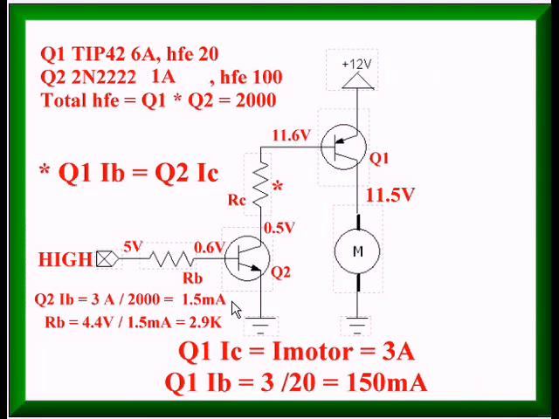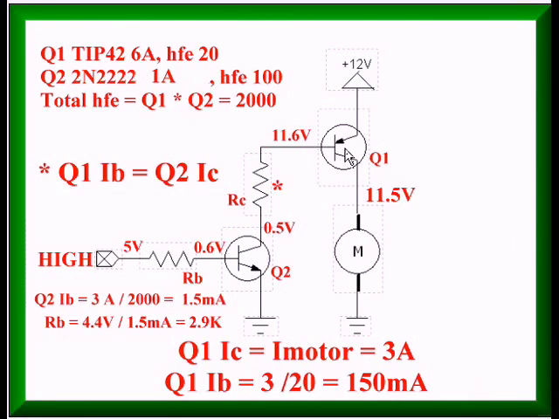Here is the proper way to use a PNP driver transistor. Okay, it looks a little more complicated than you thought, and I'll explain why. Here is Q1. It's going to be a TIP42. It's rated at 6 amps and has an HFE of 20. HFE is beta or DC current gain. Q2 down here is an NPN transistor. It's a 2N2222, has a 1 amp collector current and an HFE of 100.